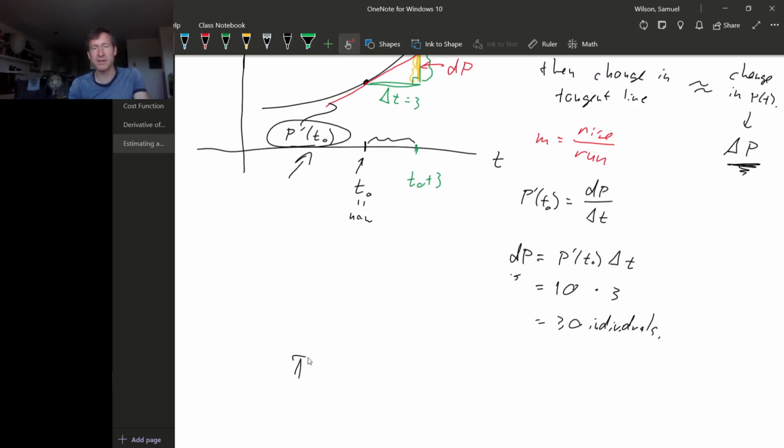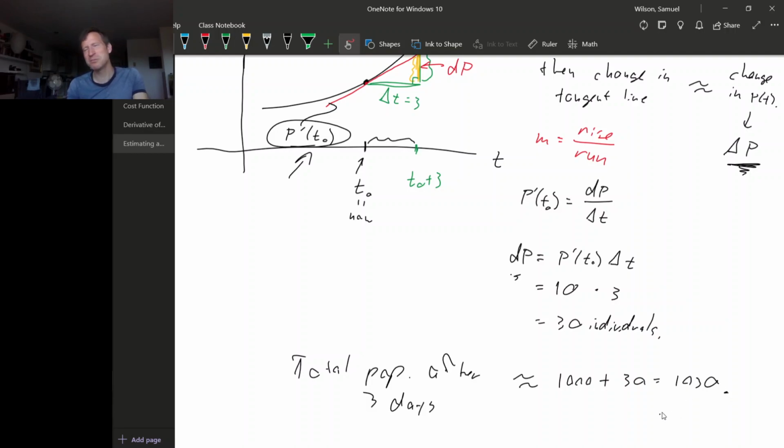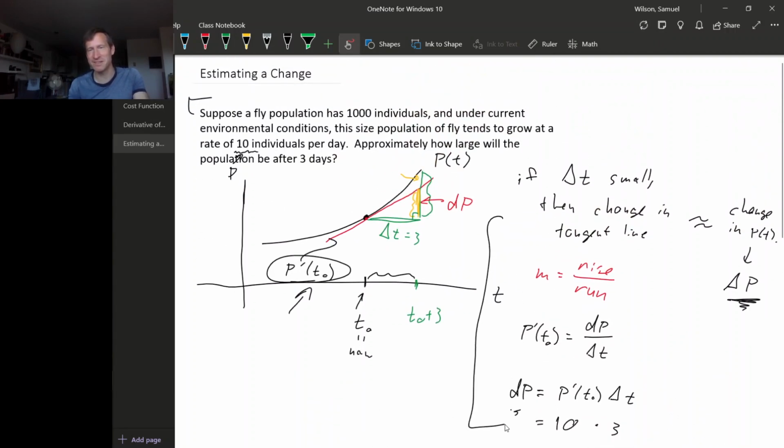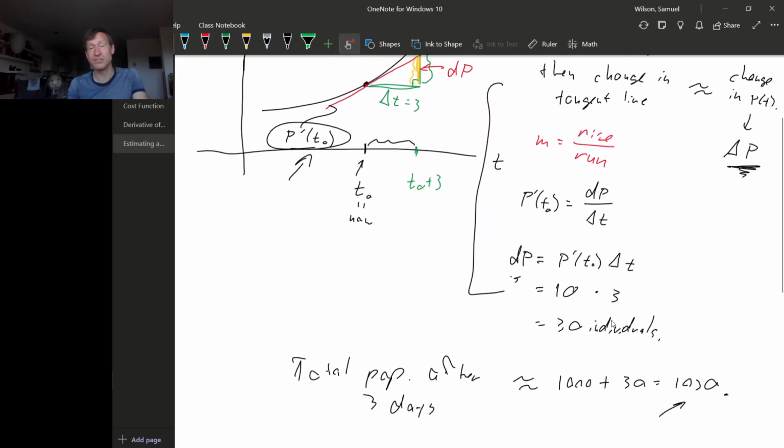So the total population after 3 days is going to be approximately the population we started with, which is 1,000, plus the change in population, which is approximately 30. So 1,030. Now, probably that's what you would have come up with if we didn't go through all of this calculation. But the idea here is that this is something we can use in general.